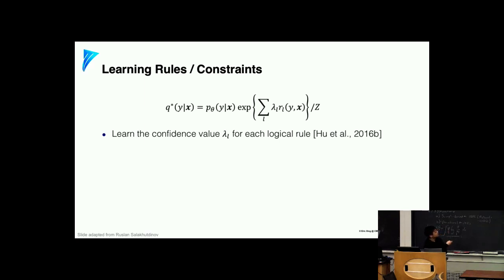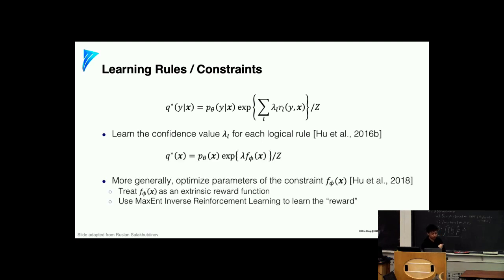In our previous work, we did research and proposed a method to learn the confidence value lambda for each of the logical rules. More generally, can we optimize the parameters of the constraints associated with this f function?